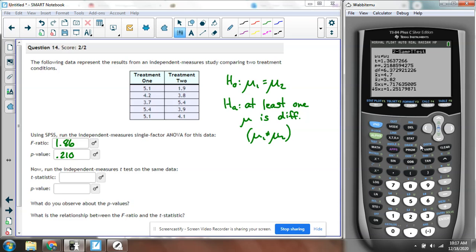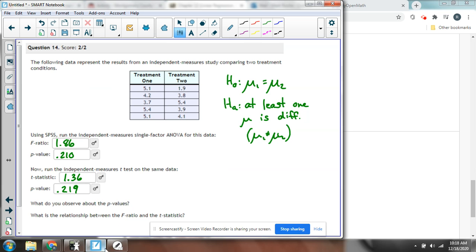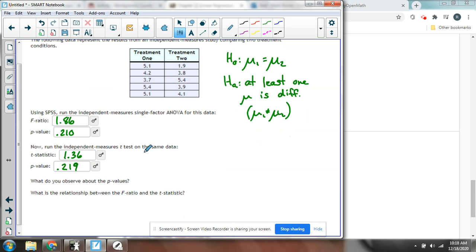Okay, get a whole bunch of new information. But all we're worried about is the test statistic t, which is 1.363 or 1.36. And our p-value 0.21885 or 0.219. Okay, and the last, what do you observe about the p-values? They're both rather large. They're higher than any rational significance level. So we don't reject the null. We fail to reject the null.